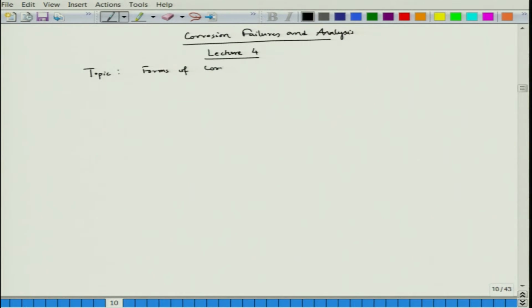Welcome back to the course Corrosion Failures and Analysis, and this is lecture 4, and the topic is forms of corrosion, and today we will talk about uniform corrosion.